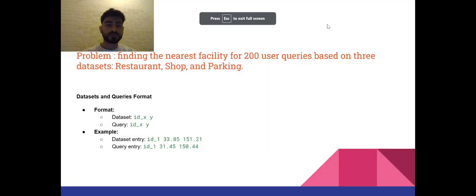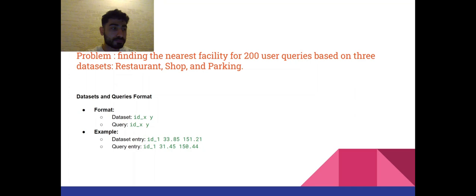Good afternoon. My name is Hamza, and today I will be presenting how I solved the nearest point problem using 3 different algorithms, which are sequential scan, branch and bound, and divide and conquer together with branch and bound. The task basically involves finding the nearest facility for 200 user queries based on the 3 datasets, which are restaurant, shop, and parking.